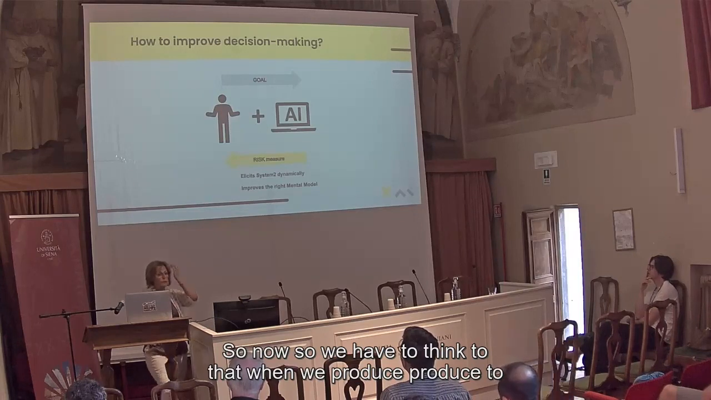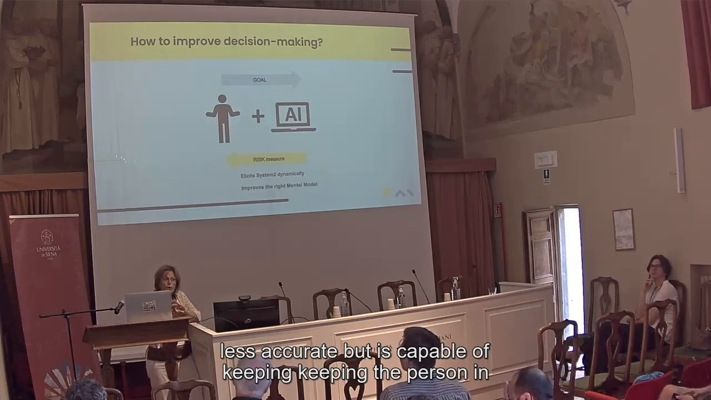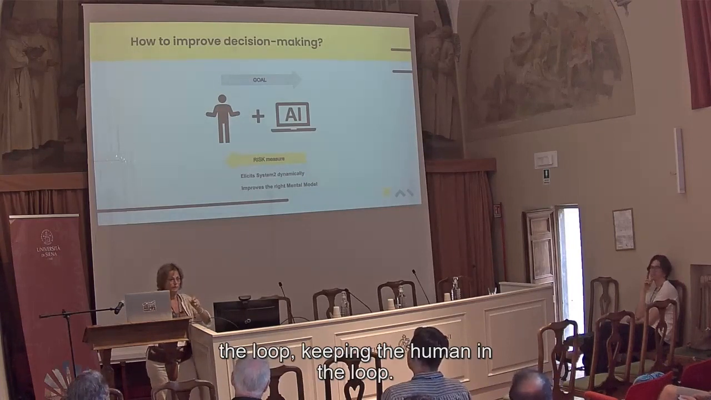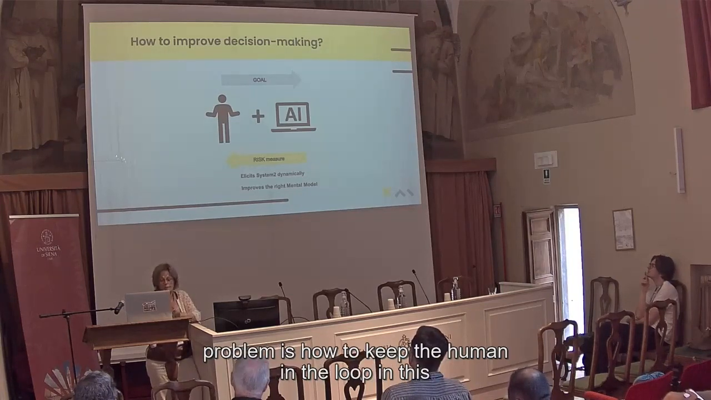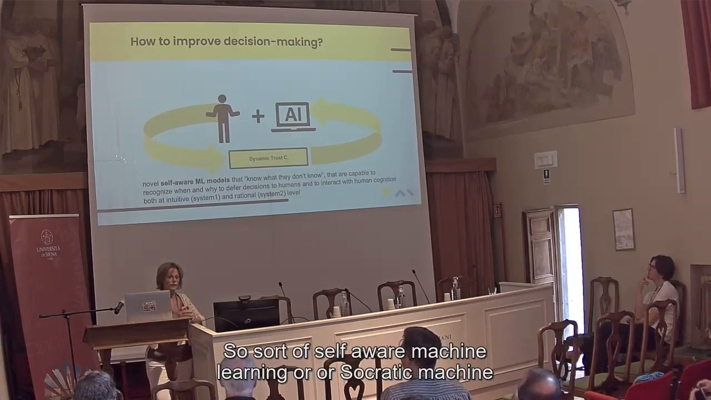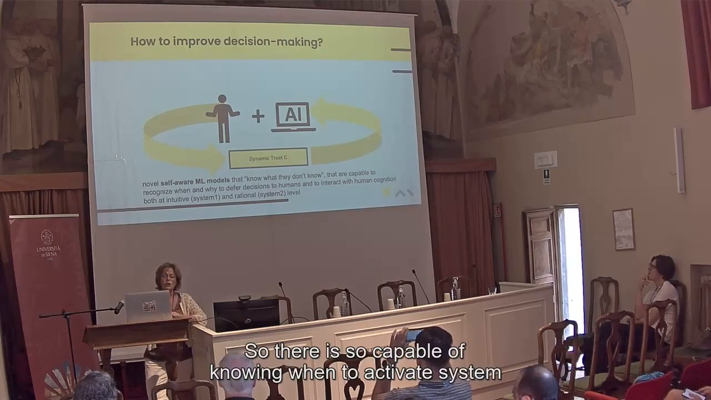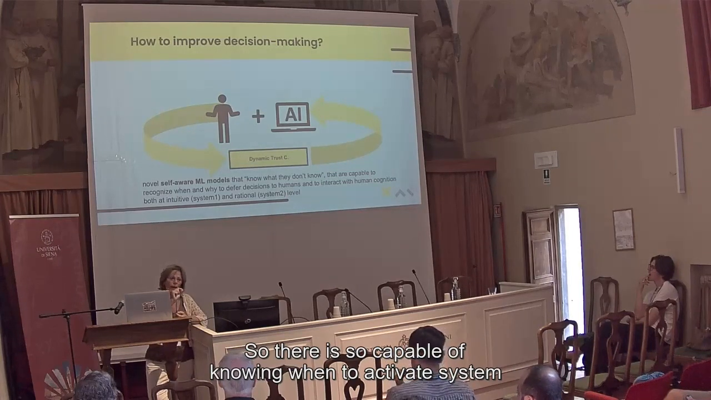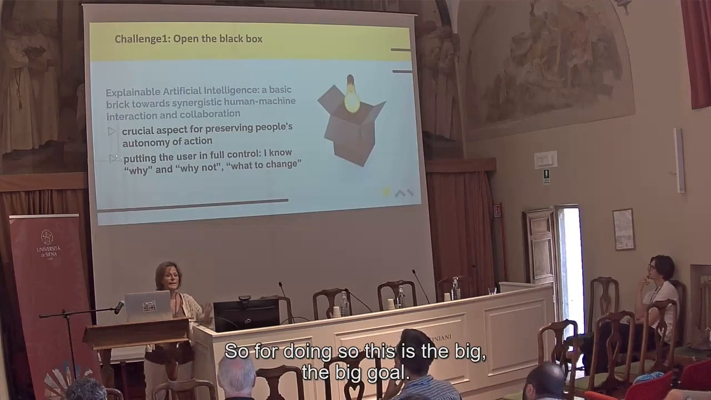So now we have to think about that when we produce something. It is probably better to produce something which is less accurate, but is capable of keeping the human in the loop. Sometimes we are used to thinking of human in the loop, but the problem is how to keep the human in the loop in this collaboration. That's why we also have to rethink some machine learning methods, a sort of self-aware machine learning or Socratic machine learning that is capable also of saying, I do not know, there is too much uncertainty. So it is capable of knowing when to activate system one and system two. This is the big goal.